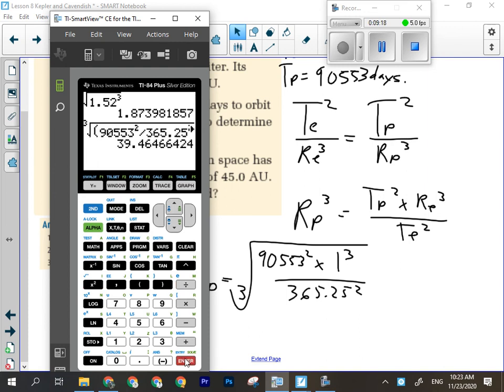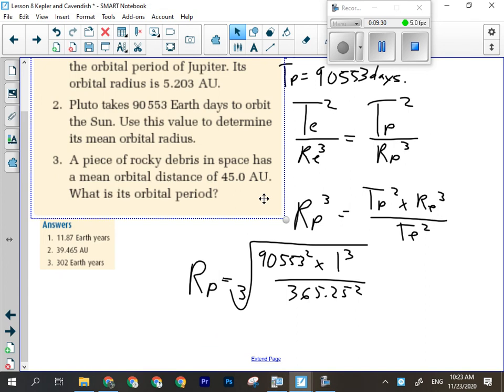All right, so Pluto is 39.5 astronomical units from the sun. That means it is almost 40 times further from the sun than Earth is. That is a long way. Now, you'll notice that there are 5 significant digits there.